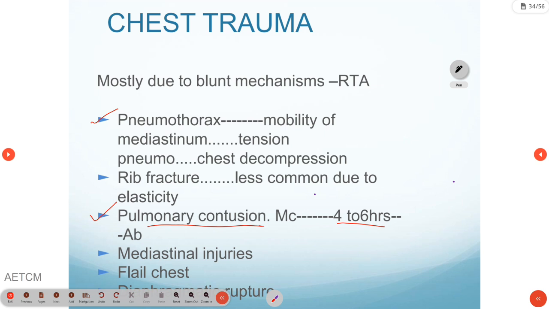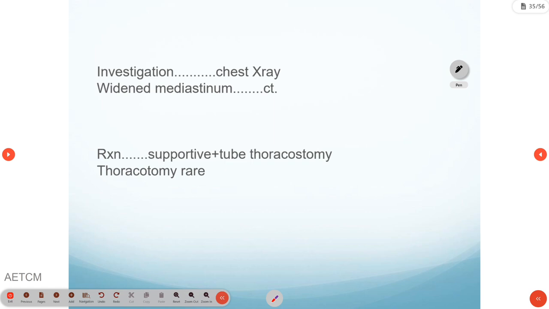Other common injuries can be rib fracture and flail chest. Rib fracture is less common compared to adults because children have more elasticity, but they can still have rib fractures, flail chest, and mediastinal injuries. Coming to the investigation, if you are suspecting an injury, first and foremost, as usual, we will proceed with the chest X-ray, taking an AP view. If you see a widened mediastinum, that is a clear-cut indication to go ahead with CT. Otherwise, the primary investigation will always be the chest X-ray.